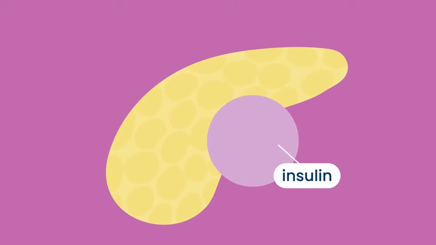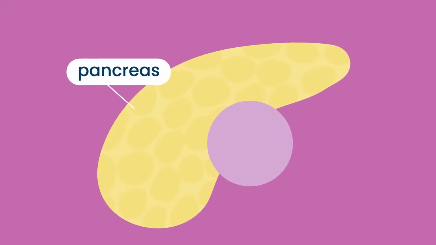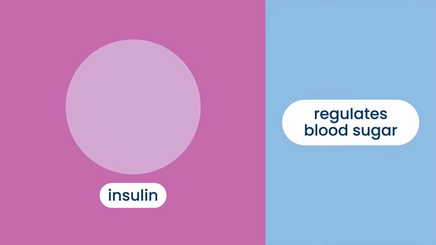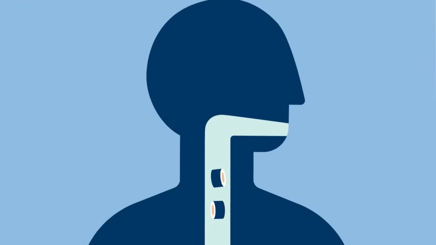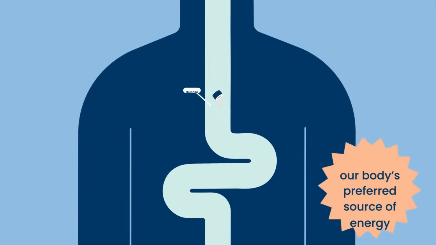Insulin is an important hormone produced by the pancreas. Its role in regulating blood sugar is crucial in helping us maintain overall good health. When we eat, our bodies break down the carbohydrates in our food into glucose, and insulin is released into the bloodstream.